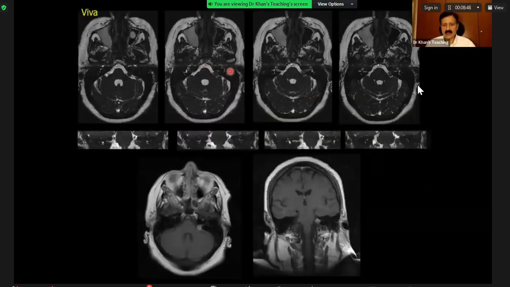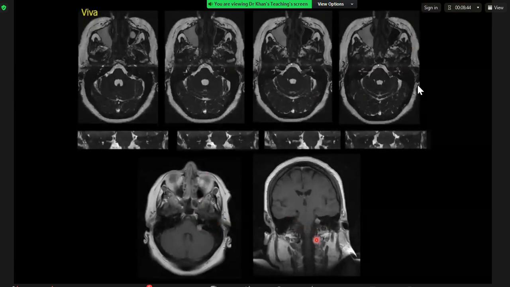What is happening here? At the top, we've got a highly T2 weighted CISS sequence, which shows a lesion in the left CP angle, which is entering and expanding the left internal acoustic meatus. This lesion is enhancing on post-contrast sequences, with appearances consistent with an acoustic schwannoma.